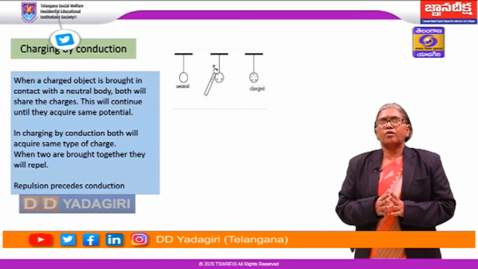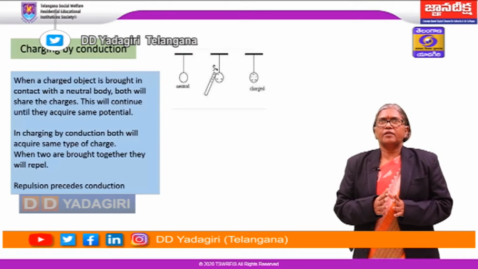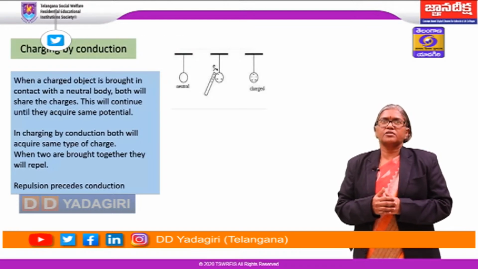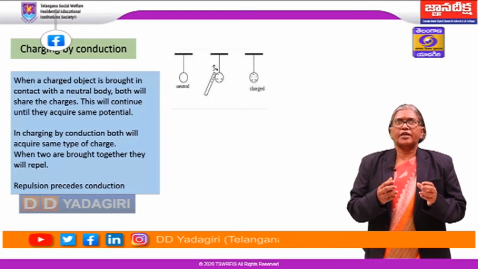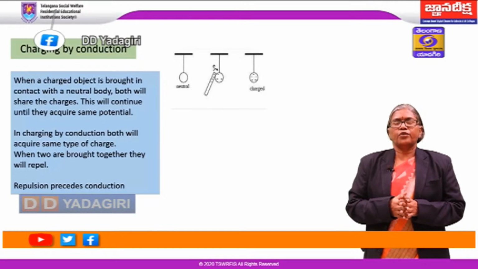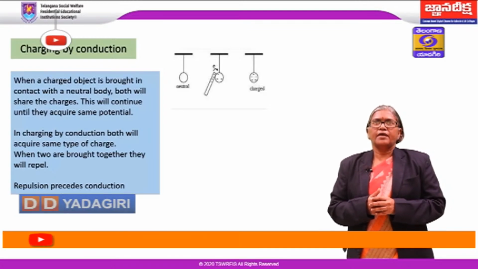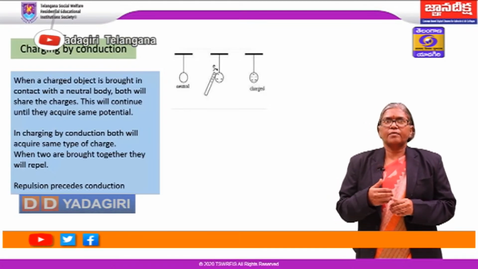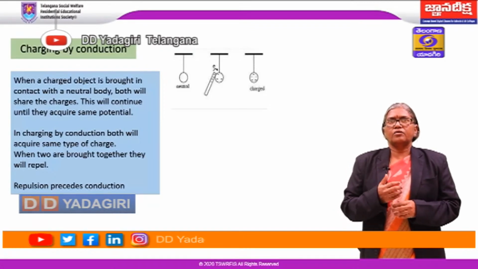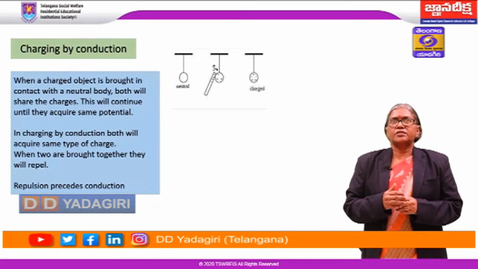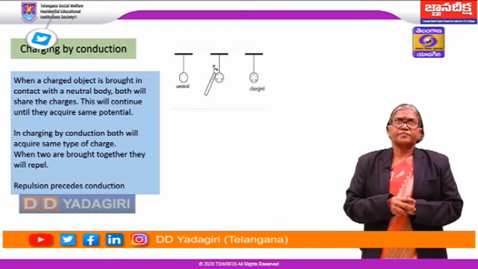So when we bring rod and sphere closer, there will be a repulsive force because rod and sphere have got the same type of charge. We know that like charges will repel. So we can say that repulsion precedes conduction. This means before repelling each other, they underwent a process called charging by conduction.